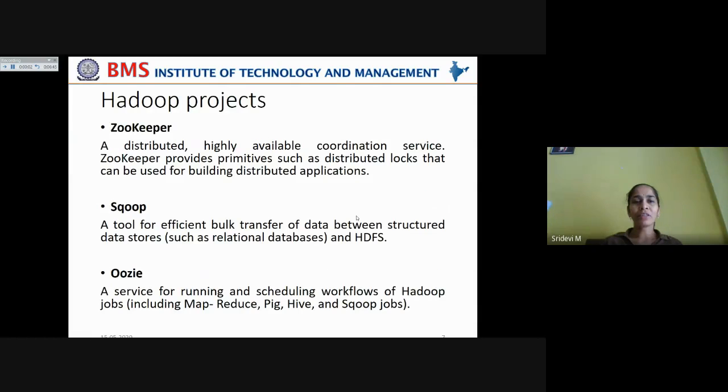Another project is Zookeeper, which is a distributed, highly available coordination service. This Zookeeper provides primitives such as distributed logs that can be used for building distributed applications. So this Zookeeper is like a monitoring service.